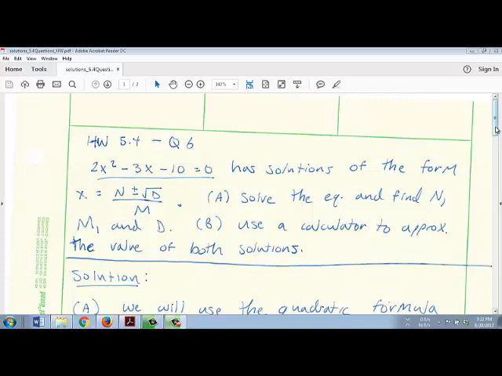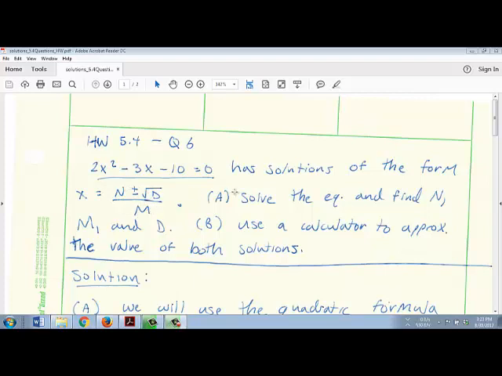In this video, I'm going to go over a couple examples of solutions to some of your homework questions on the quadratic formula. In this question, you were given a quadratic equation, 2x squared minus 3x minus 10 equals 0, and told that this quadratic equation has solutions of this form, x equals capital N plus or minus square root of capital D divided by capital M.